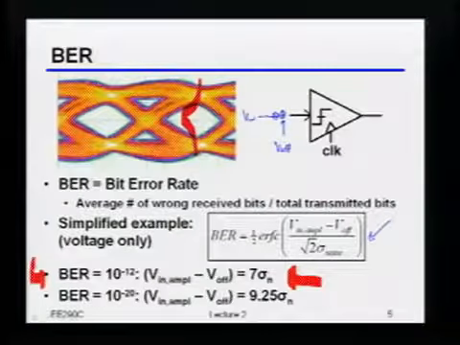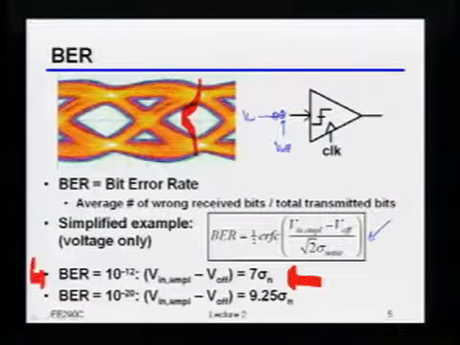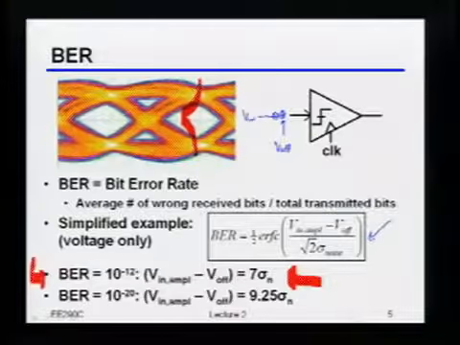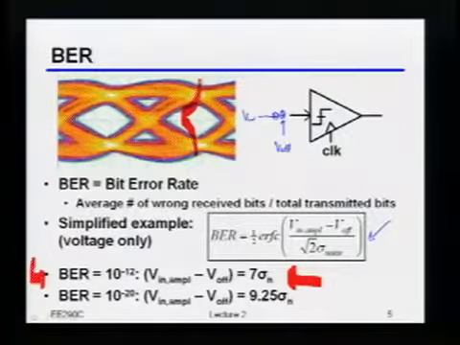What drives you wanting to hit that particular bit error rate? Like, how do you decide that it should be 10 to the minus 12 versus 10 to the minus 50 versus 10 to the minus 3? Like, how do you decide that? How often you can tolerate errors? There we go. It's all about how often you can tolerate errors, right?